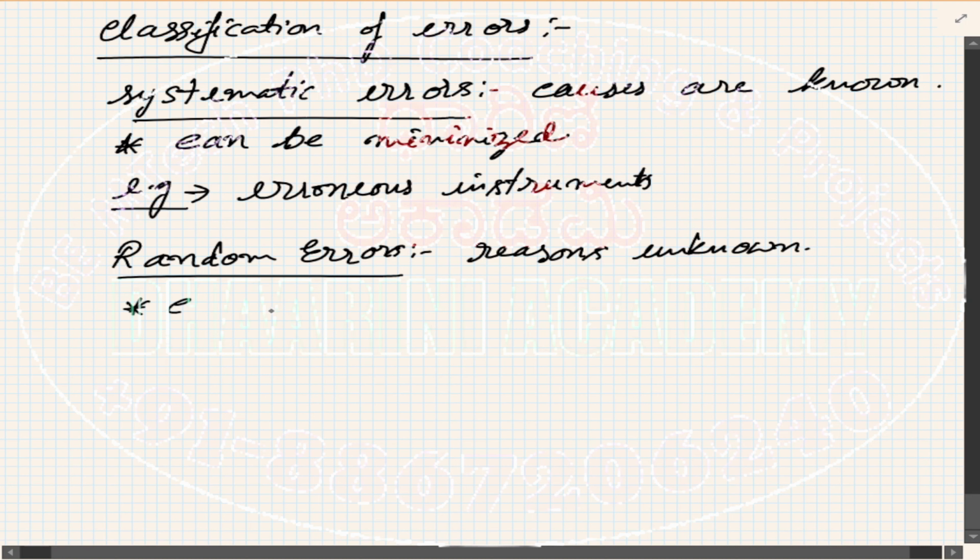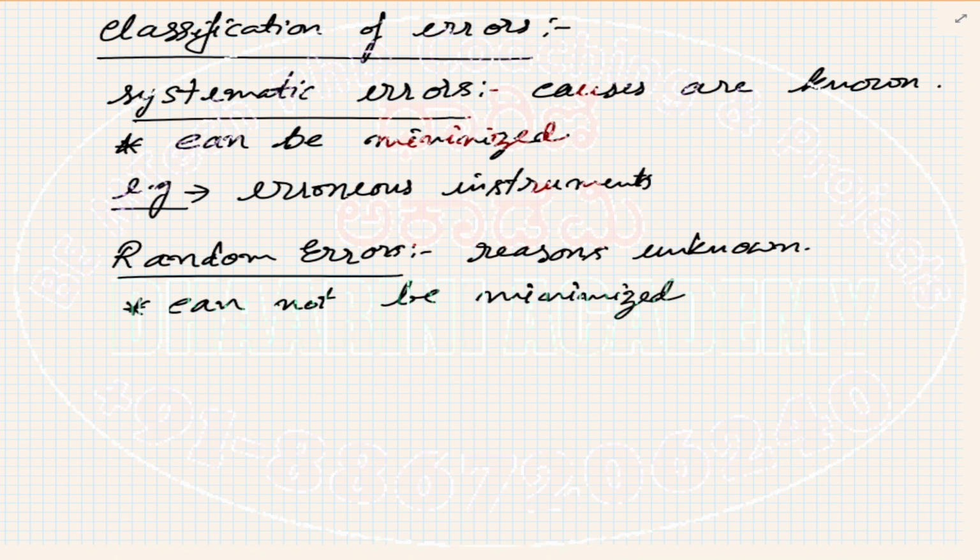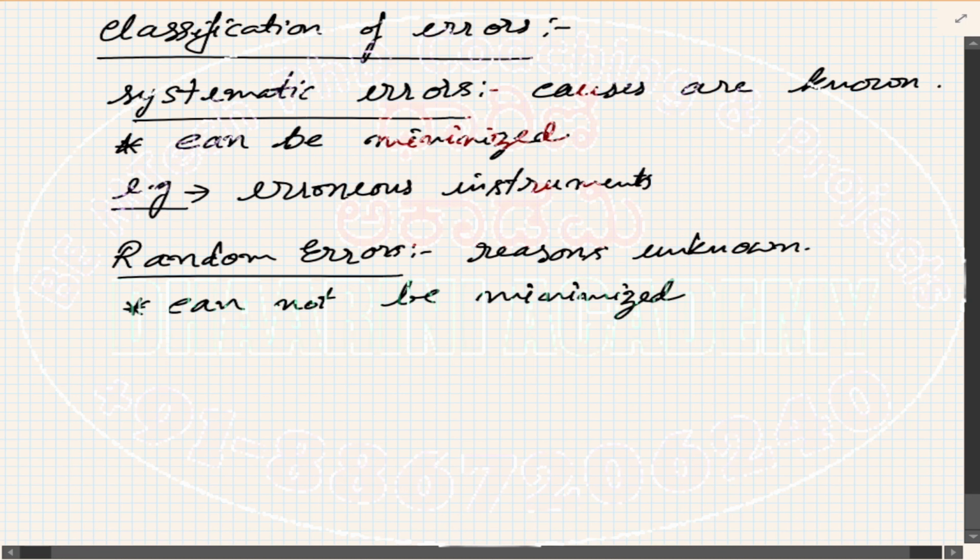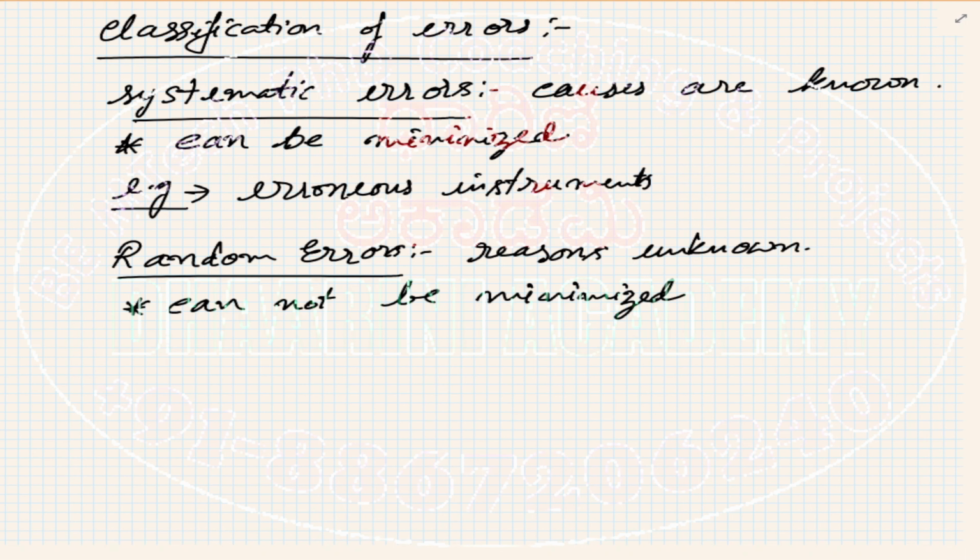Random errors cannot be minimized. This is because the reason is not known, as there are so many reasons for these kinds of errors. Specifically, you cannot find the accurate reason, but you may guess. Okay, fine.